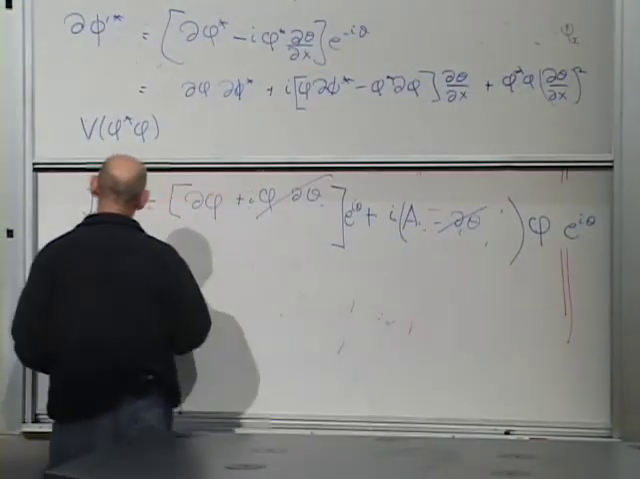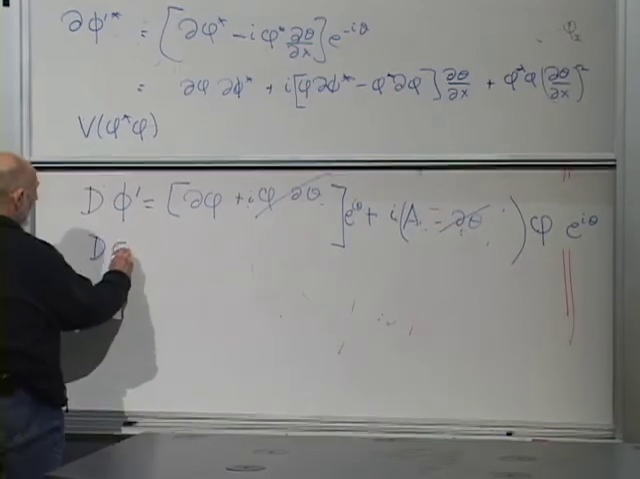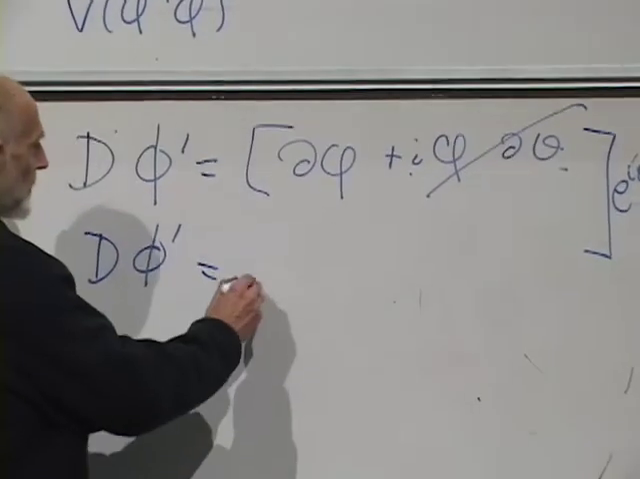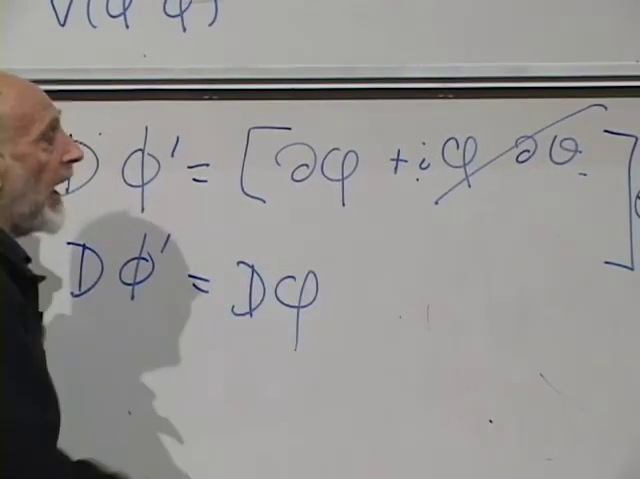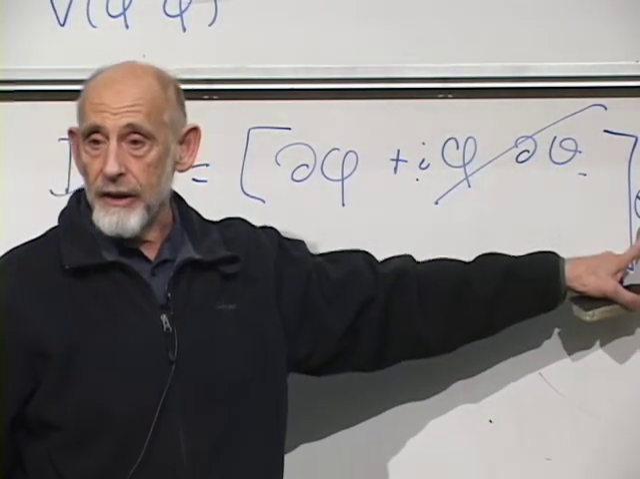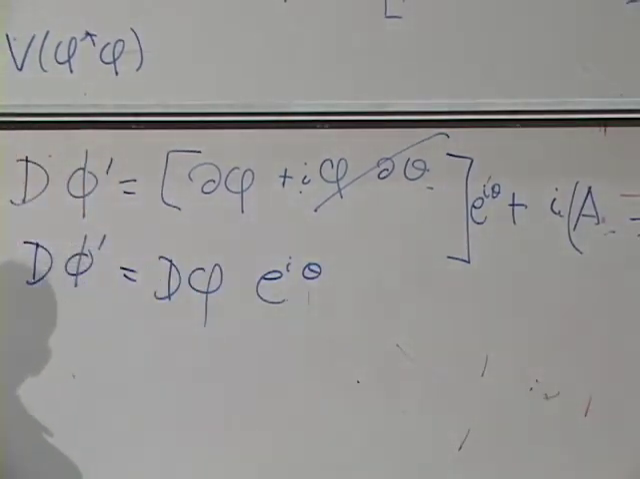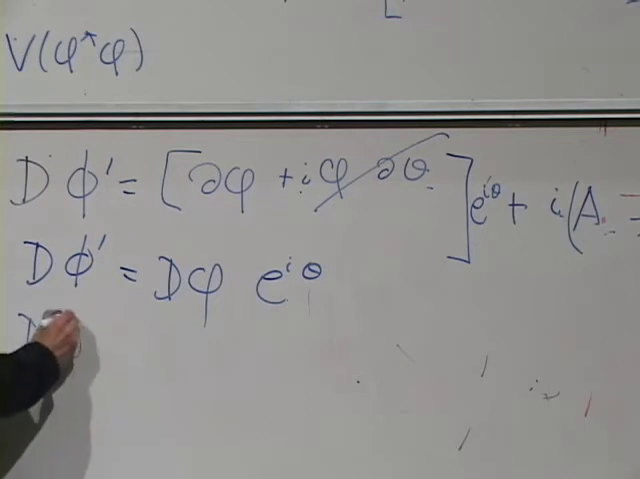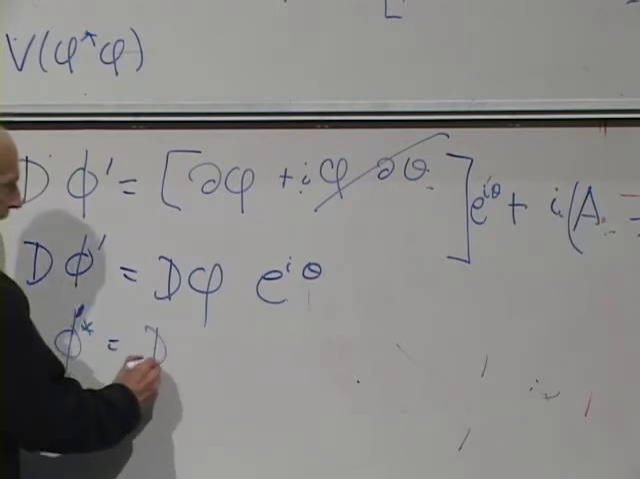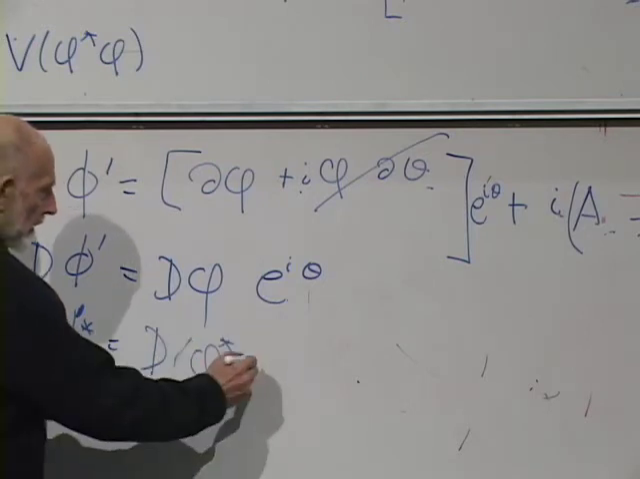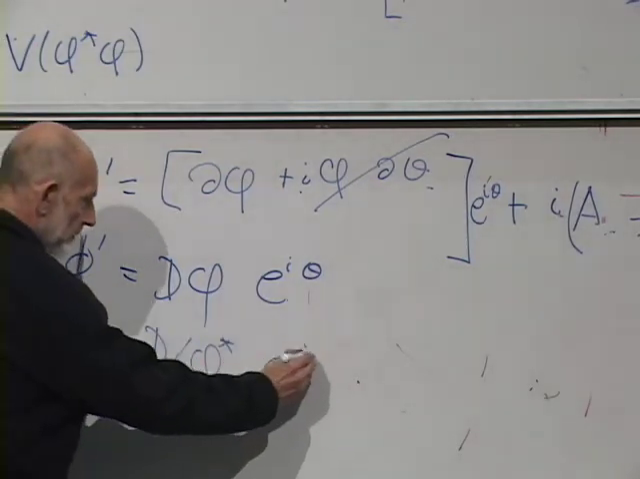So what do we find? We find that the covariant derivative of phi prime is exactly the same as the covariant derivative of phi, except for this factor e to the i theta here. We have to put that back. What about the covariant derivative of the complex conjugate, phi prime star? That's equal to the covariant derivative of phi star times e to the minus i theta.